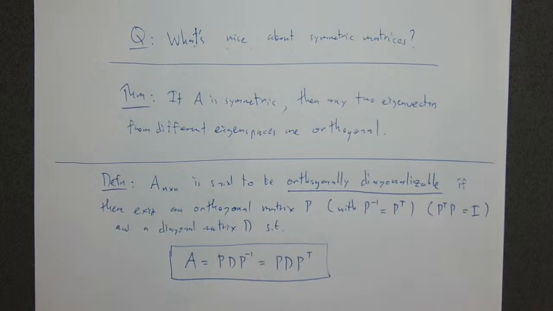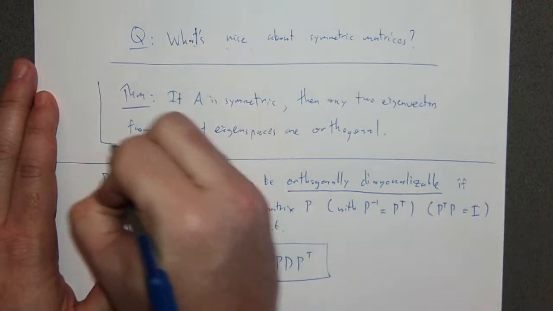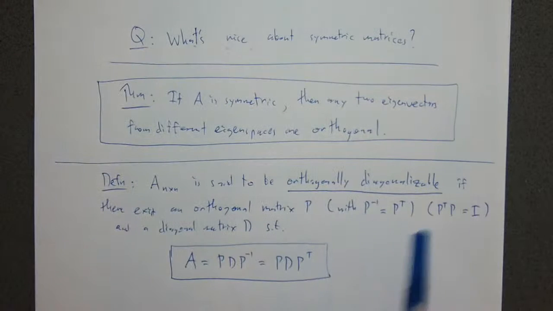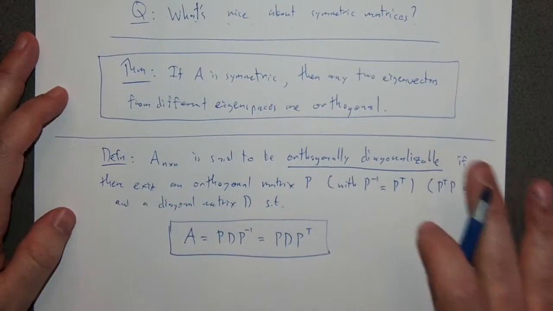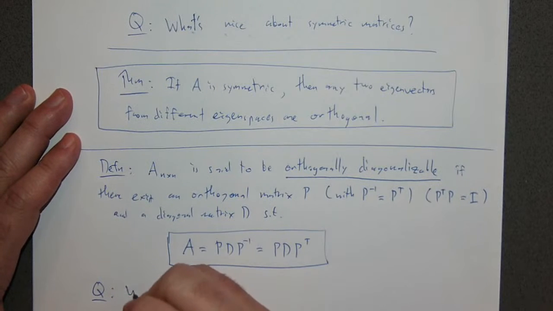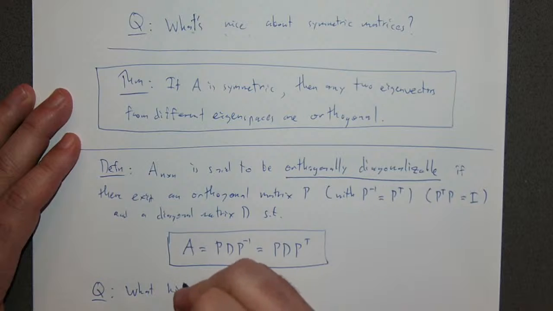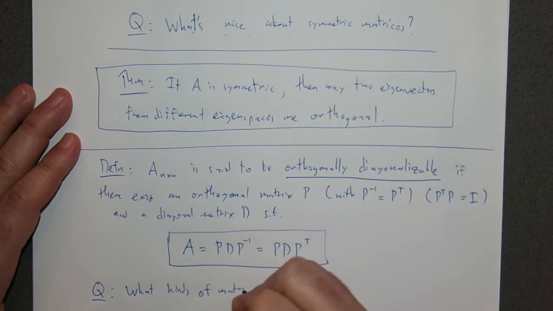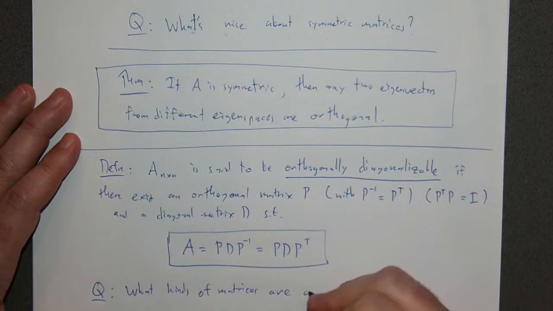And so this theorem that I wrote here is very crucial for discussing orthogonal diagonalizability, because constructing matrix P requires having a bunch of pairwise orthogonal eigenvectors, right? In fact, not just a bunch, but as many as you need, right? You need n of them, okay? And so it turns out that if I ask the question, what kinds of matrices are orthogonally diagonalizable?